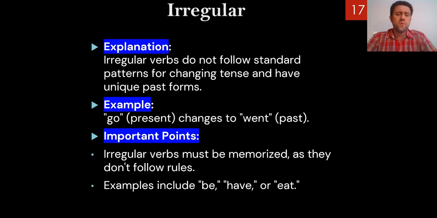Irregular. Irregular verbs do not follow standard patterns for changing tense and have unique past forms. As an example, go, which is the present form of the verb, changes to went, which is the past form. Irregular verbs must be memorized as they do not follow any kinds of rules. Examples include be, have, or eat.